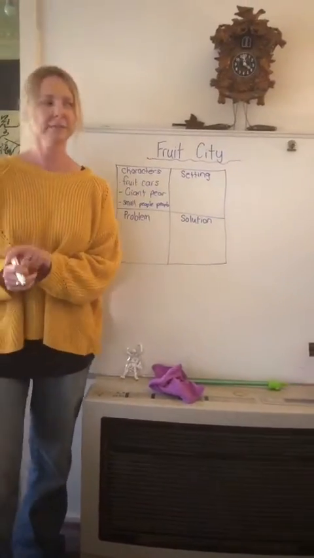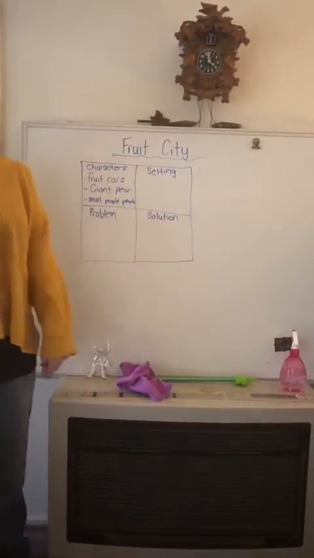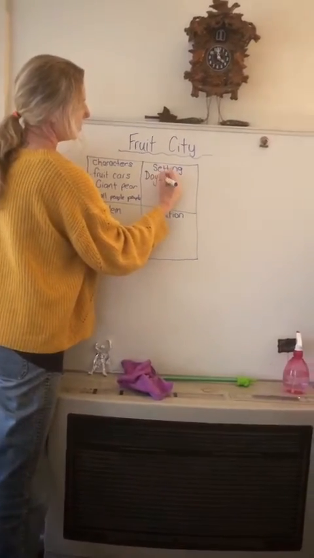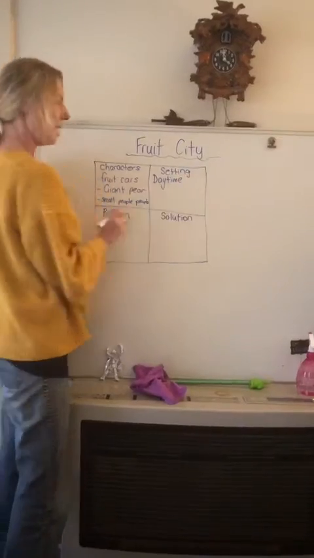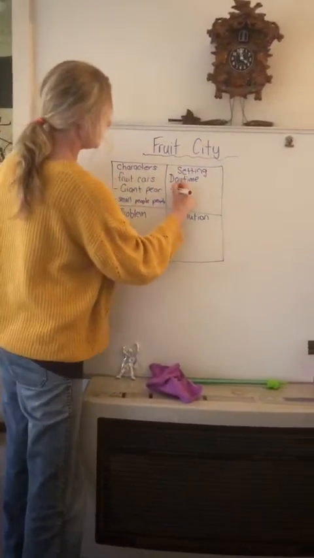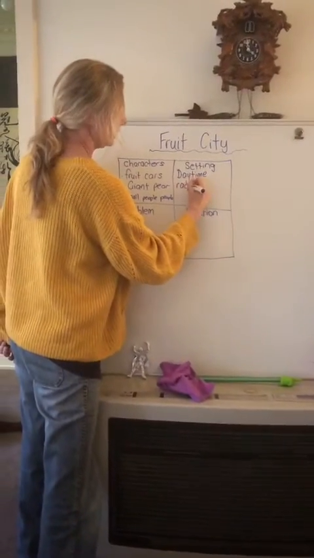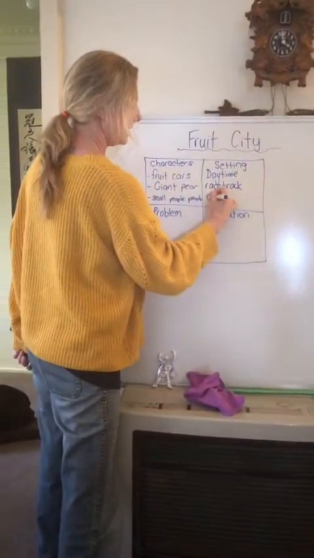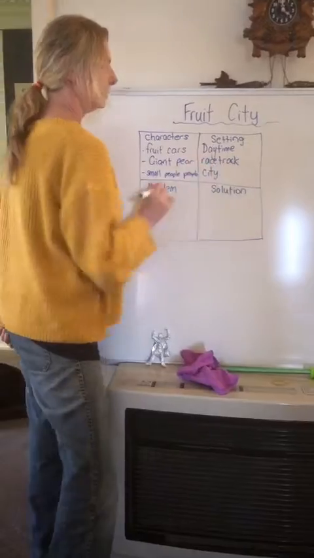Now my setting, I'm going to say, looking at those clouds, that it's daytime. I'm going to say that the cars are having a race. So there's a racetrack. And I'm also going to say that there's a city in the background.